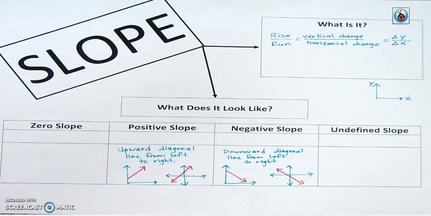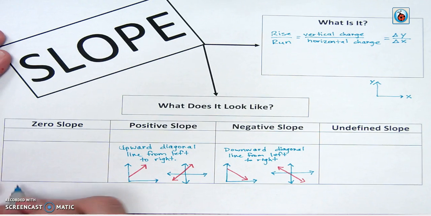Okay? Those are the 2 most simple types of slope to talk about. But however, there are some other types of slope. We've talked about diagonal lines. Now let's talk a little bit about the other types of lines which we can have, which are horizontal and vertical lines. Okay?